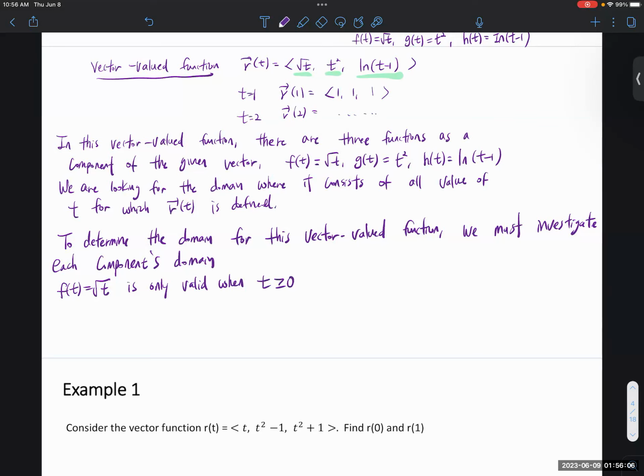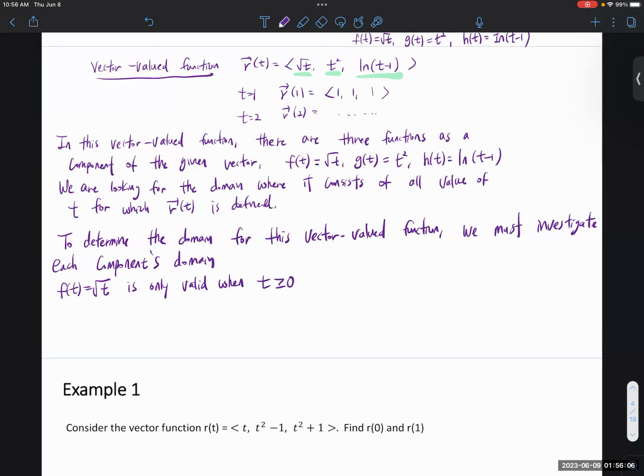We have to find out the common domain. So let's find out the domain for the first one. The t minus 2 should be greater than or equal to 0. It cannot be a negative number inside of the radical. So t is greater than or equal to 2. So the domain, including 2 all the way up, and open parenthesis, infinity.